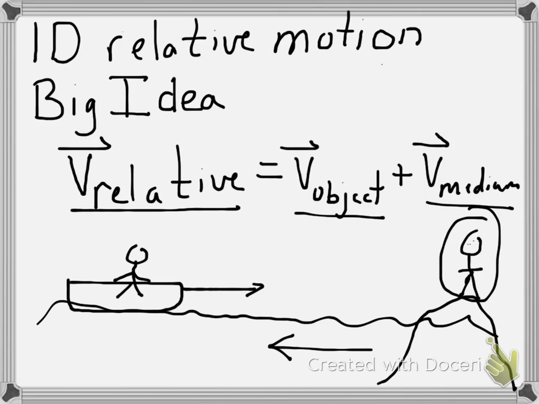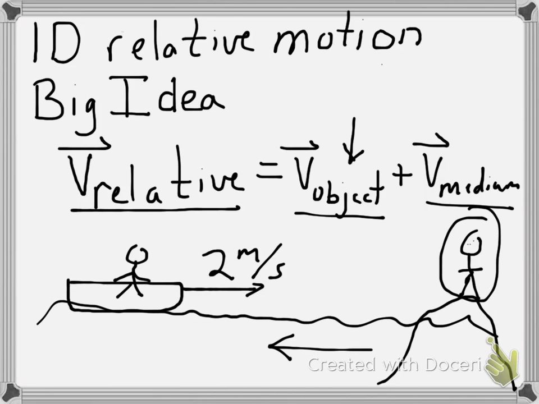So here's the deal. The boat has some velocity. The boat is the object. Call it 2 meters per second. This is the velocity that the boat would have if it were on a lake with no current whatsoever. If we were to take this guy, take away the river, put him out on a lake with a paddle, he could paddle the boat at 2 meters per second. That's what we mean by the velocity of the object.